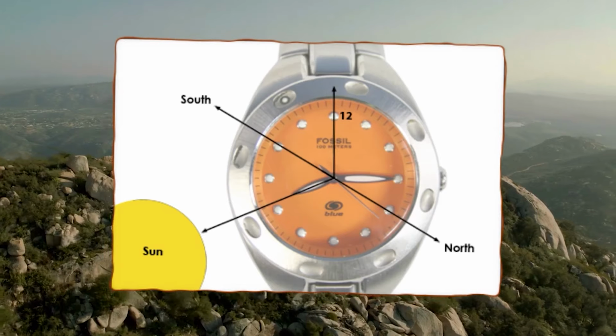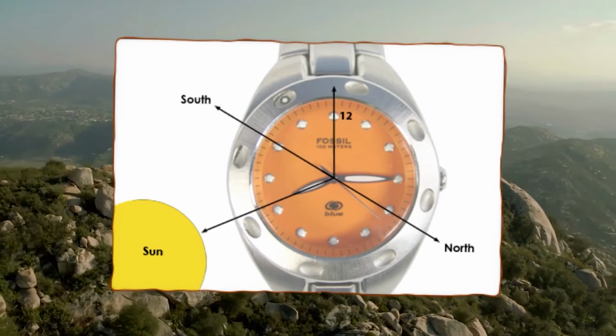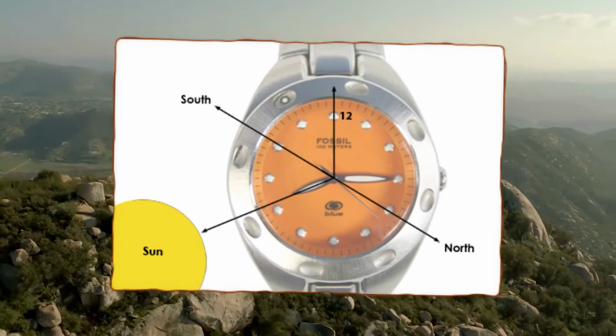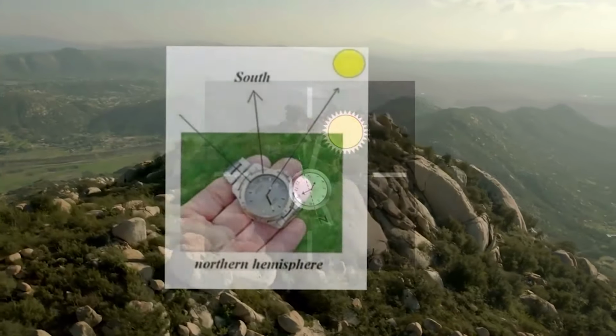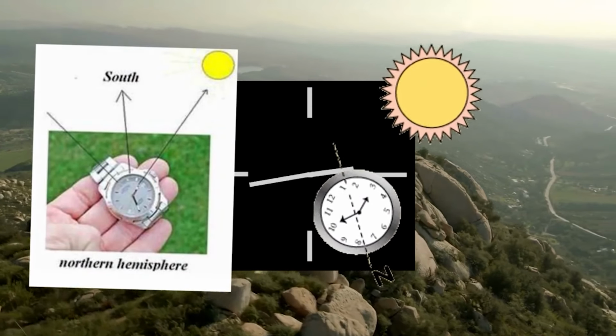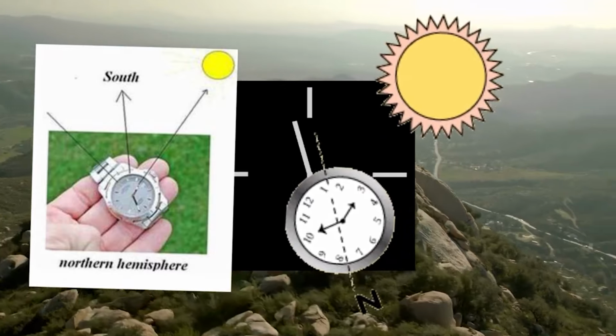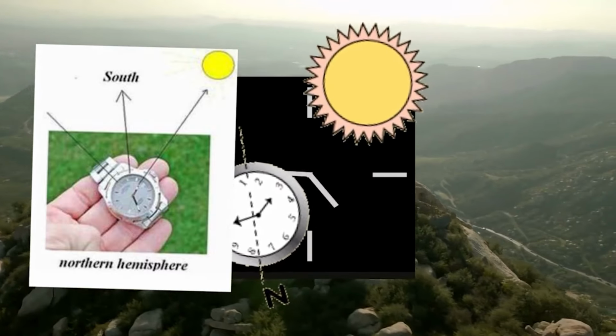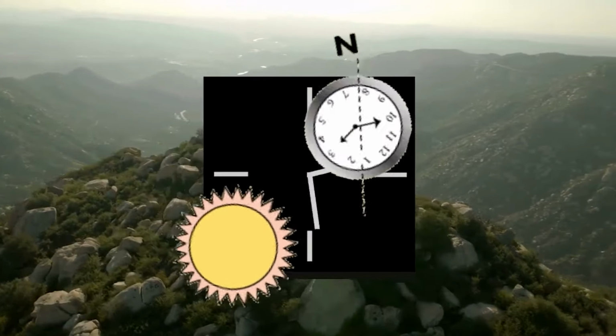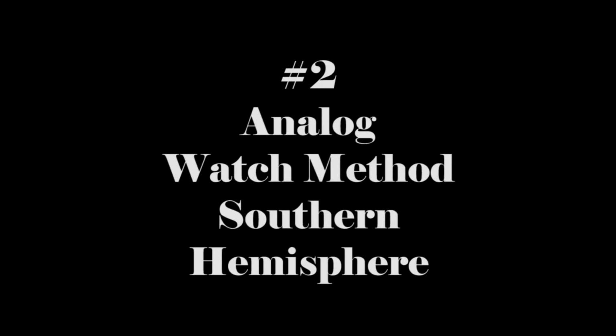Bisect the angle between the hour hand and the 12 o'clock mark to find south. Before noon, you'll have to measure clockwise from the 12 o'clock marking to the hour hand. After noon, you'll have to measure counterclockwise from your hour hand to the 12 o'clock mark, bisecting that angle, showing the direction of south.